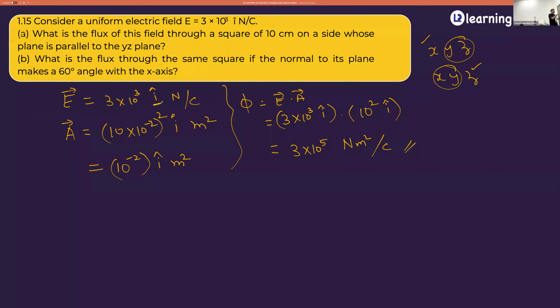That is why, for the area vector, I took the magnitude. Why did I take this magnitude? Because it's a square, and for a square the area is a square. And the direction is i cap. So I did the dot product between them. i cap dot i cap is 1. So multiply the scalar part: 3 into 10 power 3 multiplied with 10 power minus 2. So it is going to be 30 Newton meter square per Coulomb. This is the answer actually. Got it? Right.